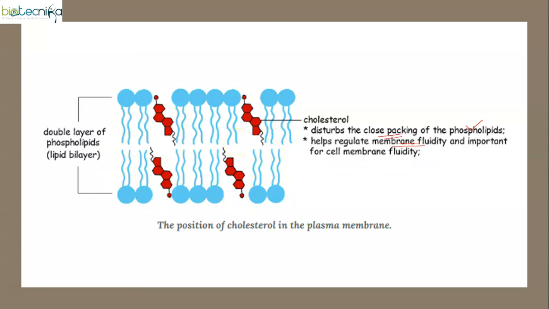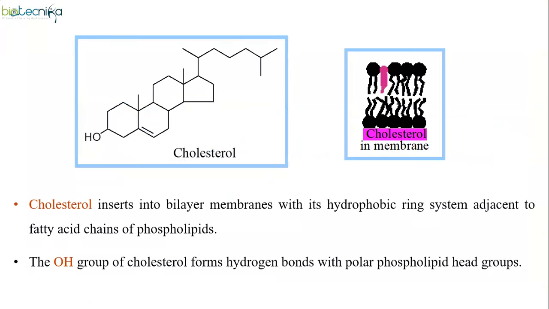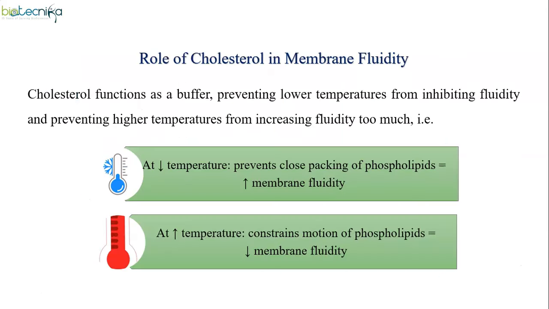Now, what kind of interactions take place between them? So, this is the structure of the cholesterol molecule. This is the OH group present and this is the hydrophobic region. So, the hydrophobic region of the cholesterol molecule will be adjacent to the fatty acid chains of phospholipids. Similarly, the OH group of the cholesterol molecule will be forming a hydrogen bond with the phospholipid head group. This is how the cholesterol is inserted within the plasma membrane.